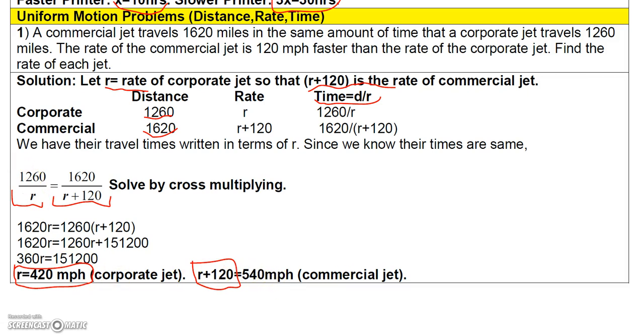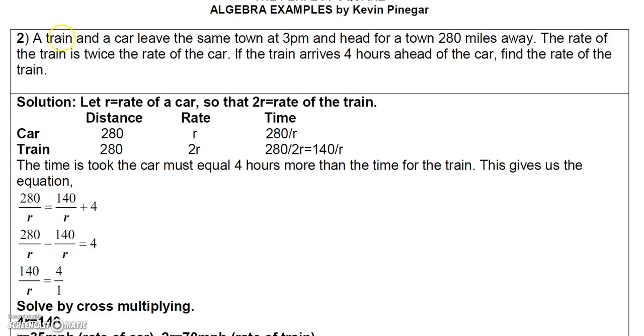Okay, so there you have it. There's the first uniform motion problem. Okay, here's a problem. A train and car leave the same town at 3 p.m. and head for a town 280 miles away. The rate of the train is twice the rate of the car. If the train arrives 4 hours ahead of the car, find the rate of the train.